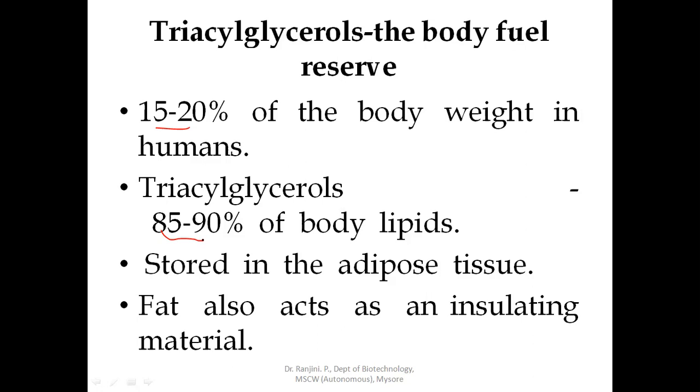Most of the triacylglycerols are stored in adipose tissue and they serve as the energy reserve of the body. This is in contrast to other biomolecules like carbohydrates and proteins, which cannot be stored to a significant extent for energy purposes. Fat also acts as insulating material for maintaining the body temperature of animals. So triacylglycerols play an important role as a source of energy, they make up the maximum proportion of lipid, they are stored in adipose tissue, and they also help maintain the body temperature of animals.